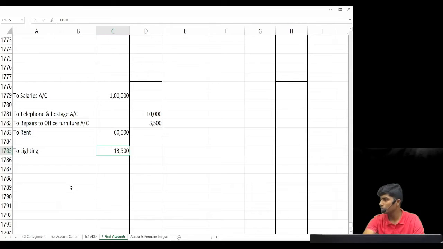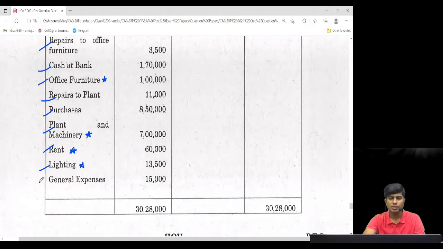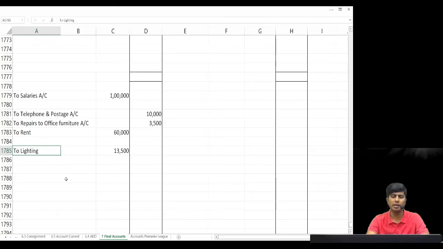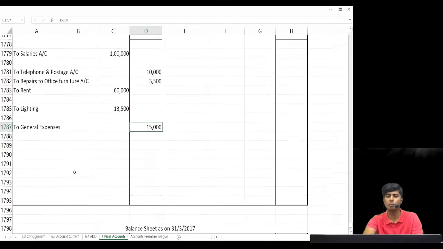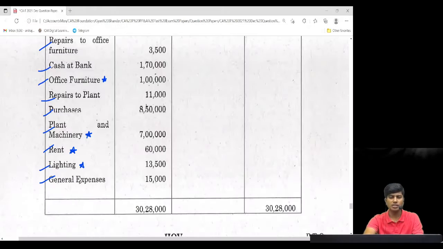13,500 is there in the inner column. Done. What's after that? General expenses. No adjustment, completely P&L expense. Let's write general expense 15,000, simple. No problem whatsoever. What's after that?